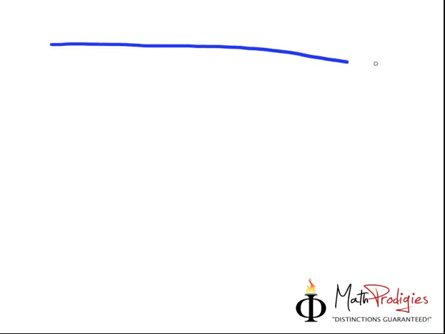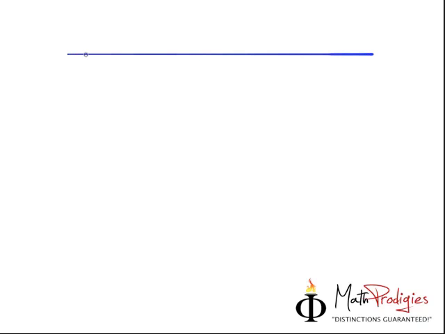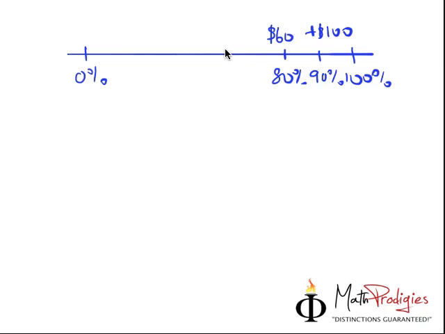If you remember, all we have to do is draw a number line. This is 0% and this is 100%. If he sells it at a 10% discount, which is 90%, how much does he make? He makes a profit of $100. If he sells it at 80%, what is the profit? Sorry, the profit is $60.